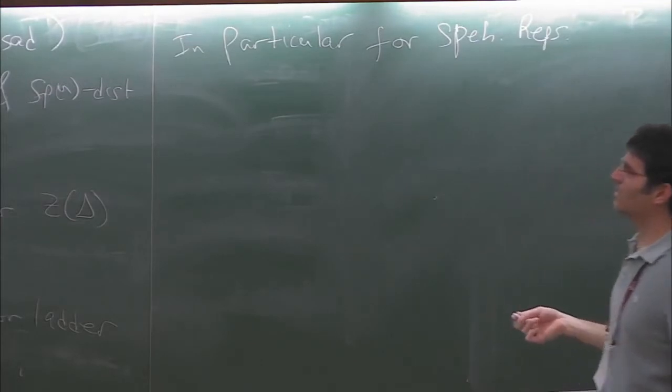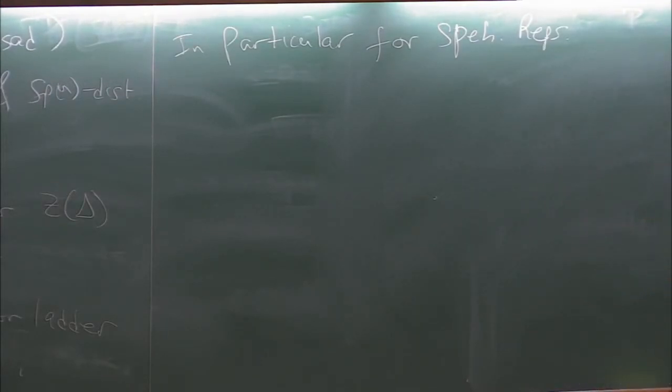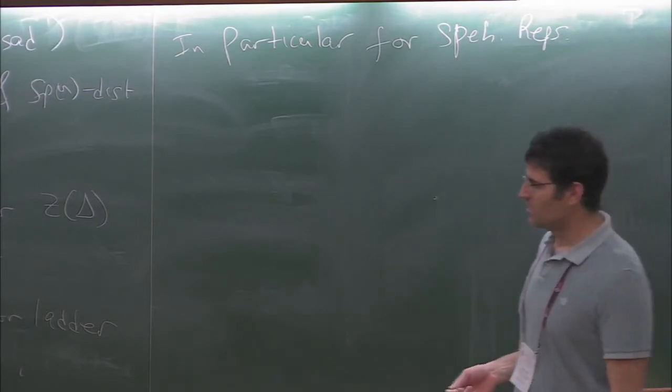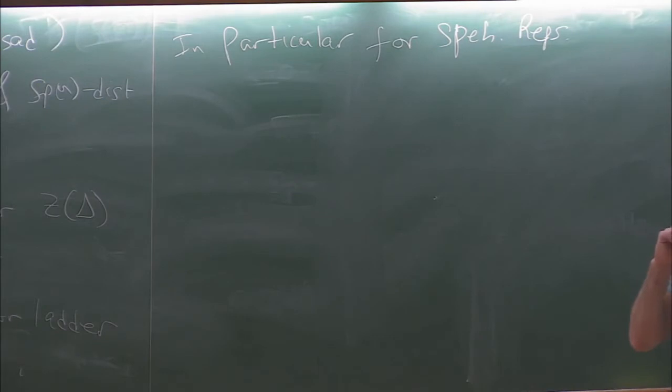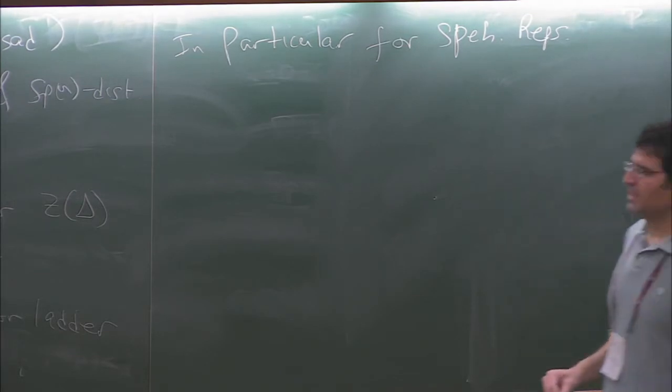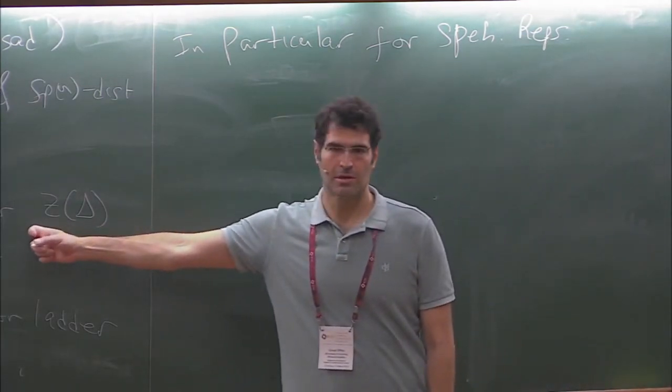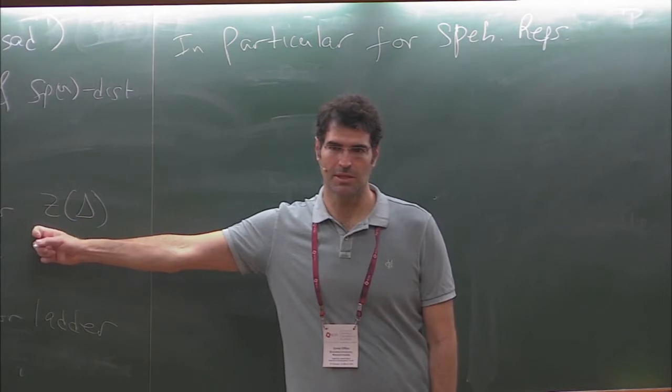So these are the building blocks of the unitary dual of GLN. I guess, instead of telling you what ladder representations are, since we're running out of time, let me just quickly explain how the proof goes for the case of segment representations.